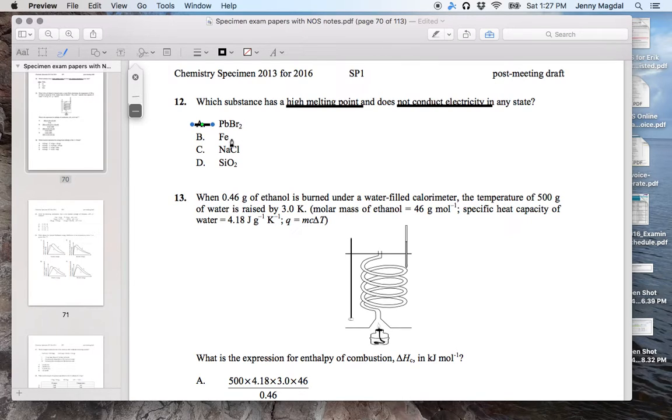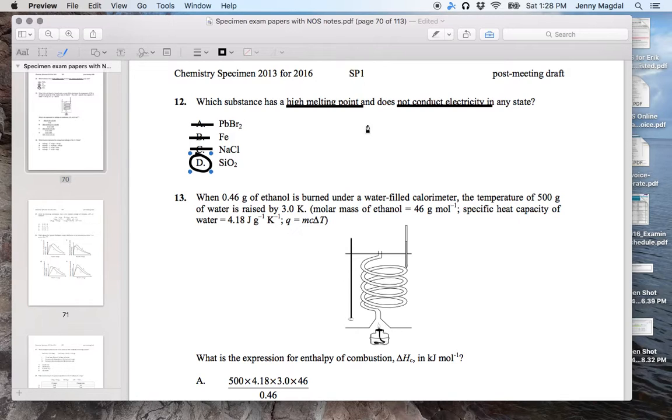Here we have iron. Iron is a metal. Metals absolutely conduct electricity, so we can rule that out. Sodium chloride is also an ionic compound, just like lead-2 bromide, so we can count that one out. And so we get to silicon dioxide. That one is crystalline. That's one of the things that people often forget. It's sand, and that's crystalline in shape. That's one that comes up a lot on IB exams. It's a giant crystalline shape for SiO2.